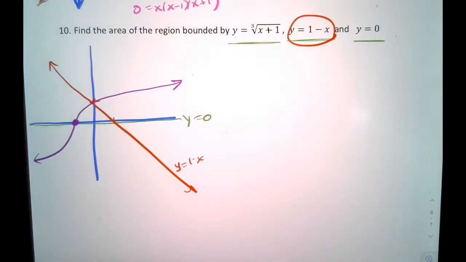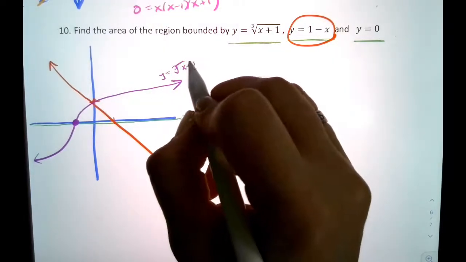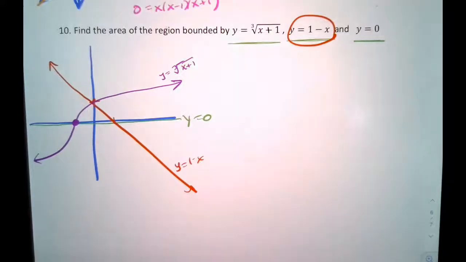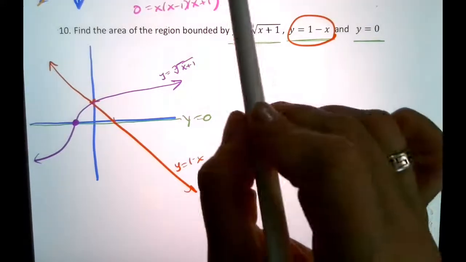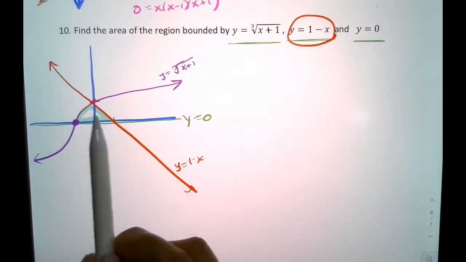Now I want to shade the region between all 3 of these images: the green line for y = 0, the purple for your cubed root of x + 1, and your linear 1 minus x. So if I come in here and shade, it's this section right in there.